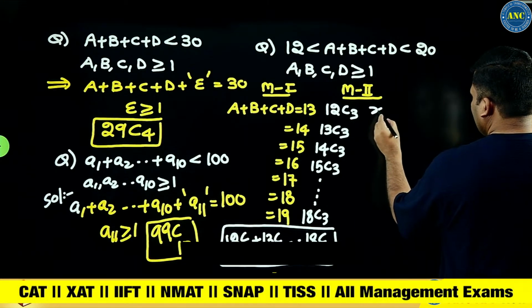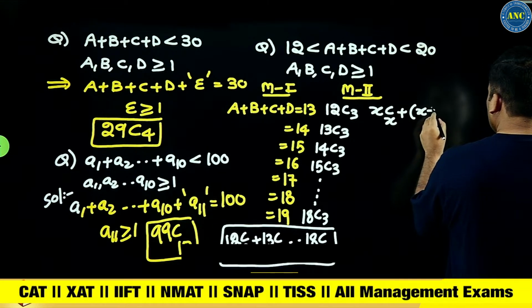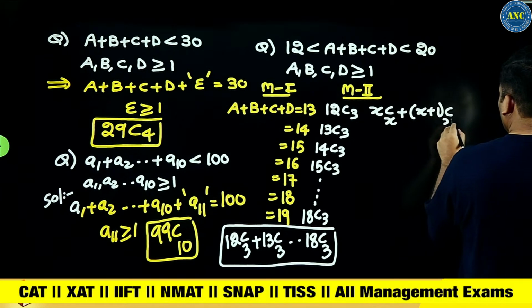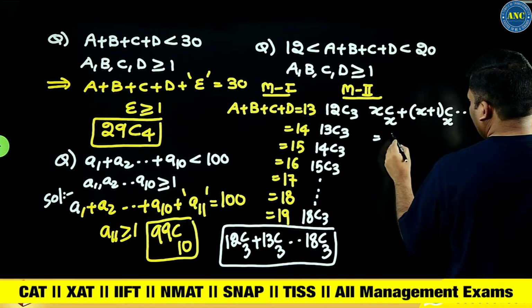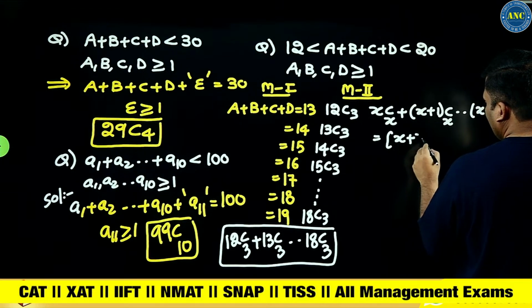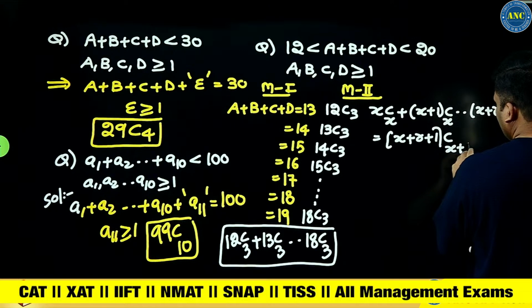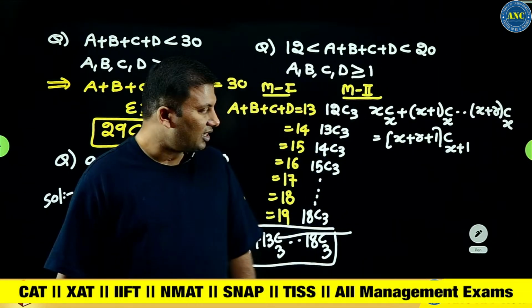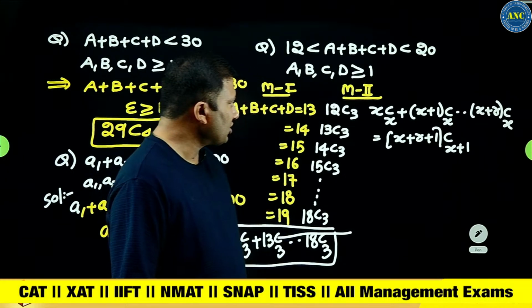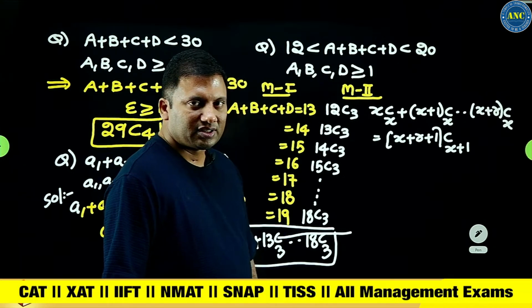Method 2. What did we discuss? XCX, X plus 1 CX and so on up to X plus R CX. This will give you, as we already discussed, X plus R plus 1 CX plus 1. We have discussed how the sum XCX plus X plus 1 CX and so on up to X plus R CX results in this value.